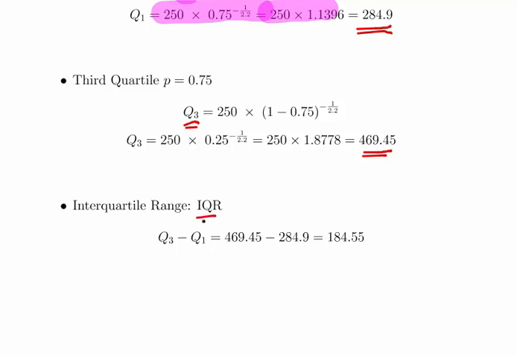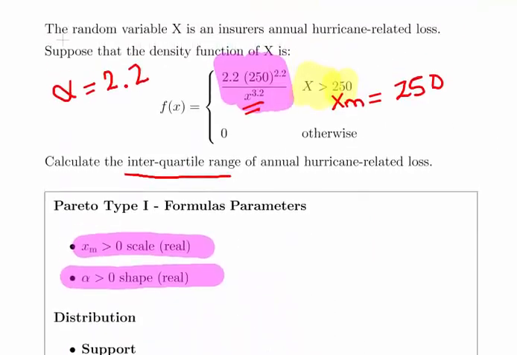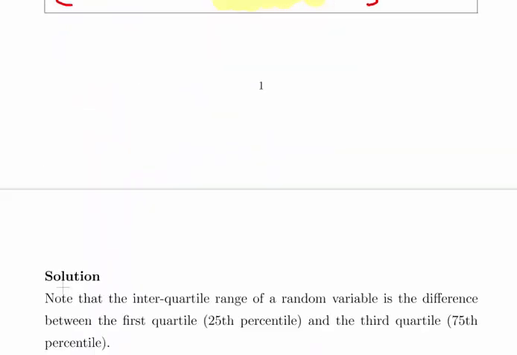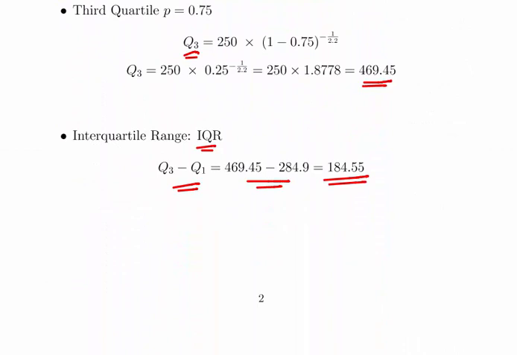And the interquartile range is simply the difference between the two. Subtract one from the other: 469.45 minus 284.9. And you should get an answer in and around 184.55. You should denote that in the units of the question. It's not really clear in the question, but you could say dollars or thousands of dollars. So anyway, that's the answer there. Just spell it out, 184.55 units. Okay, that's it. Leave it there.